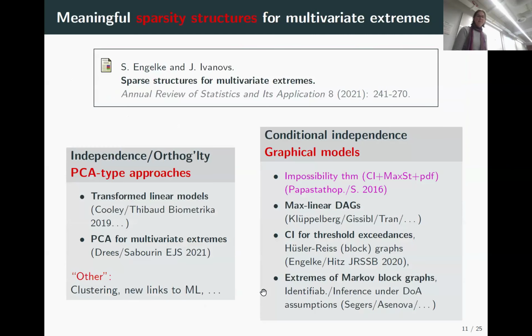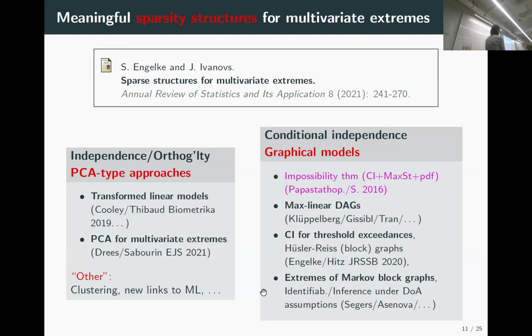So for some time, there has been research into trying to embed meaningful sparsity structures. Often sparsity structures are approaches where you try to decompose a signal into, say, orthogonal components in some natural way that is interpretable. Another way is looking not at independence, but at conditional independence, which leads to the literature on graphical models. And that's what I'm going to focus on in this talk.